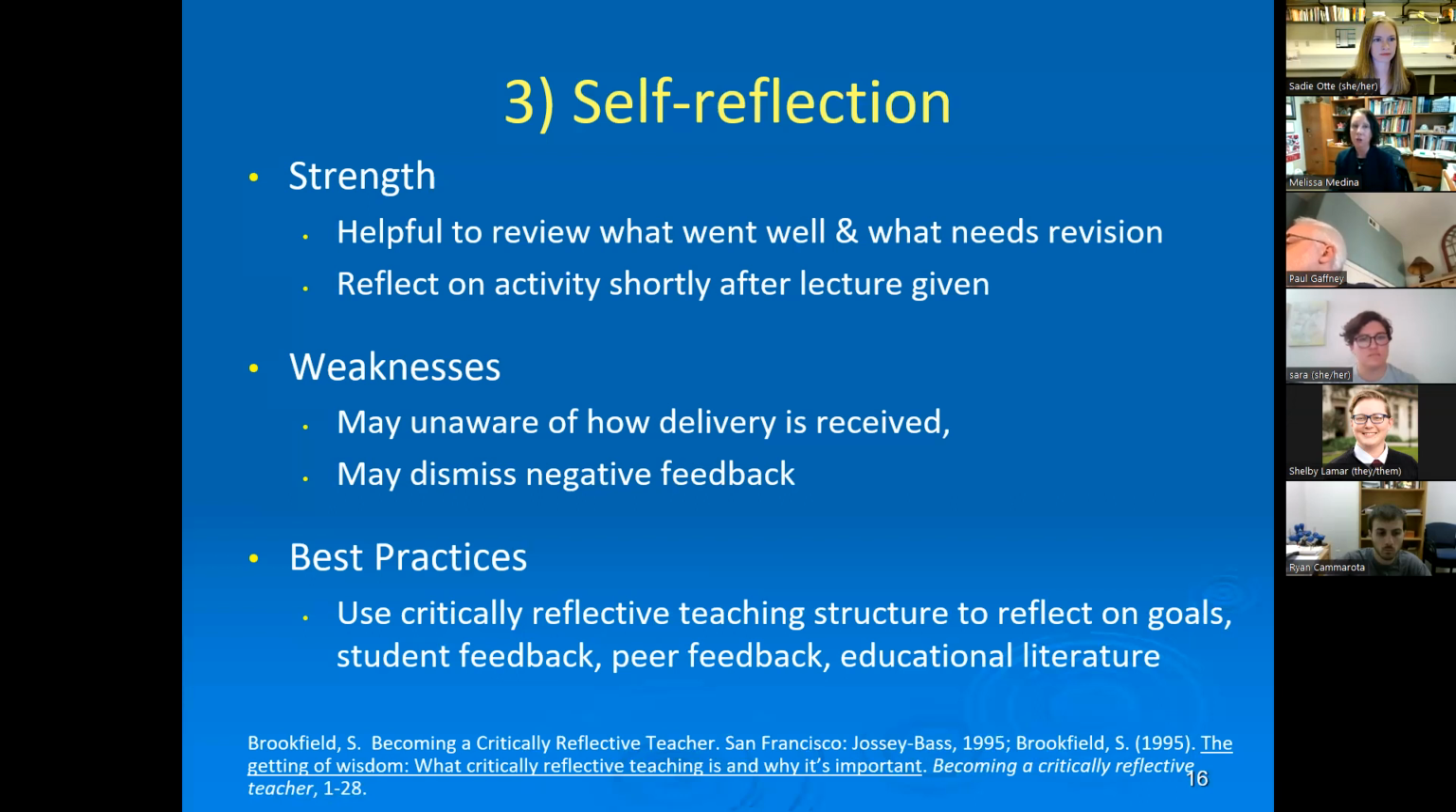So self-reflection should be more than just you thinking intuitively, how did it go? That's one part of it, but that can often be an incomplete kind of self-reflection. Instead, we want you to ask yourself a few more questions and use more data to assist you in your self-reflection.